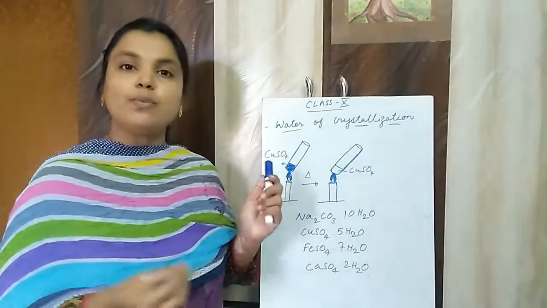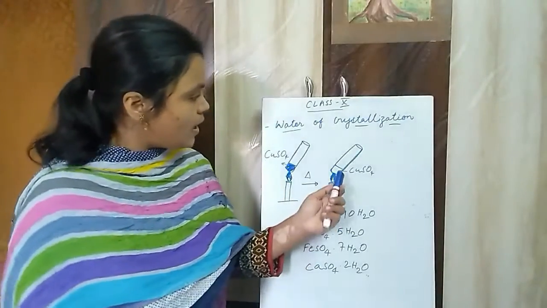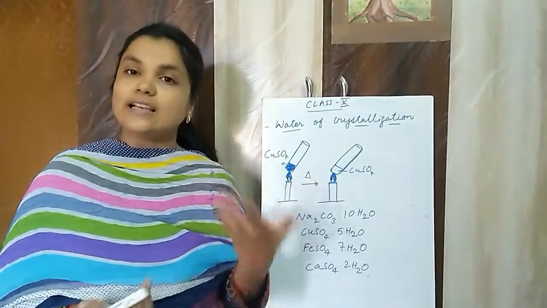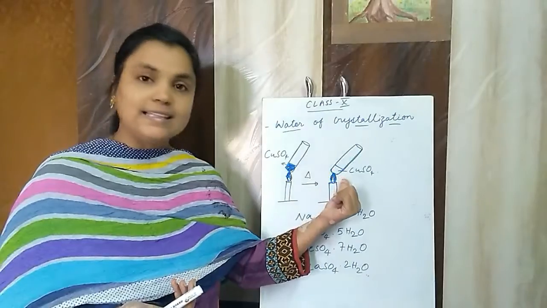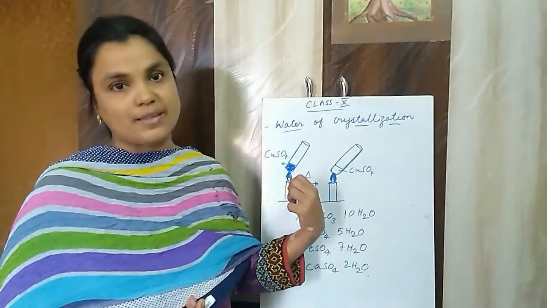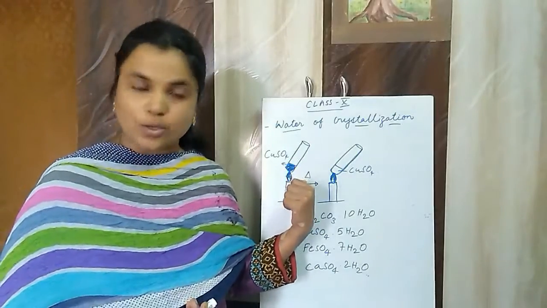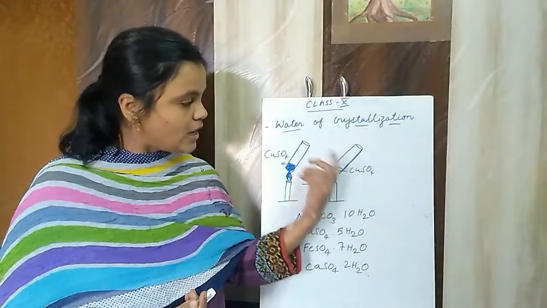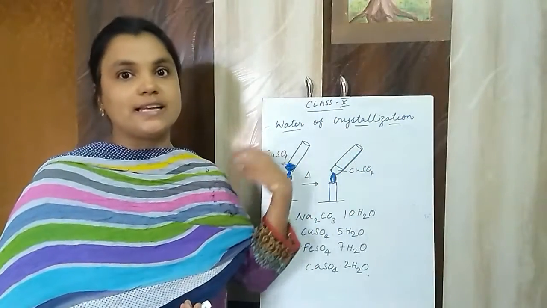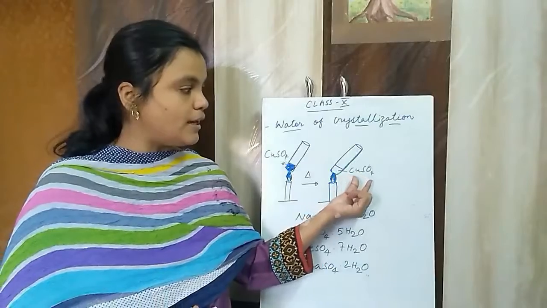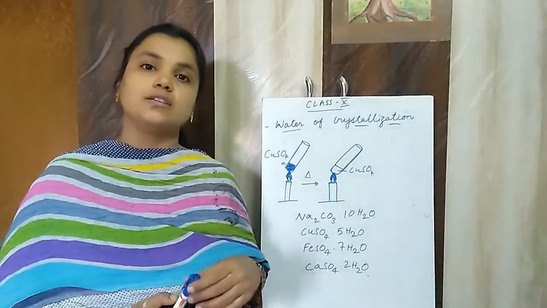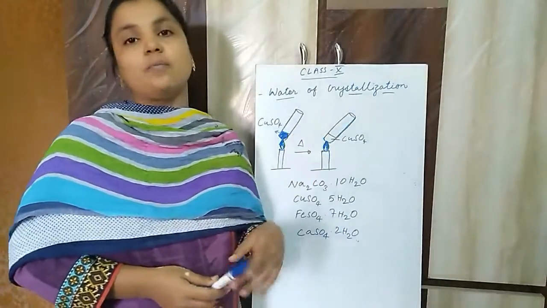When you heat that blue colored copper sulfate, it changes its color, it decolorizes. Why is it getting decolorized? Because it is losing the bound water molecules which are present in the copper sulfate molecule. When you heat, all the water of crystallization is getting evaporated. It is lost from the structure, from the formula, and what you get is called anhydrous copper sulfate.